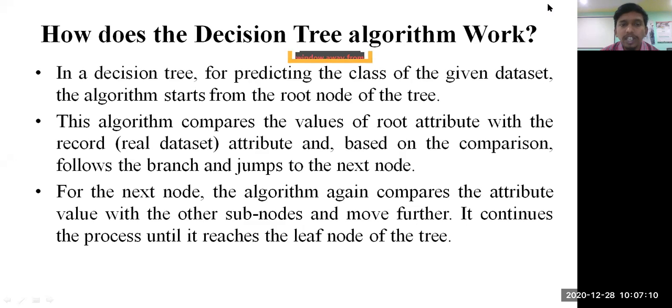So in a decision tree, for predicting the class of the given data set, the algorithm starts from the root node of the tree. Initially we start identifying what is the root node, and then we'll identify what is the subtree, and accordingly we will identify what is the leaf node. This algorithm compares the values of the root attribute with the record or the real data set attribute, and based on the comparison, it follows the branch and jumps to the next node.